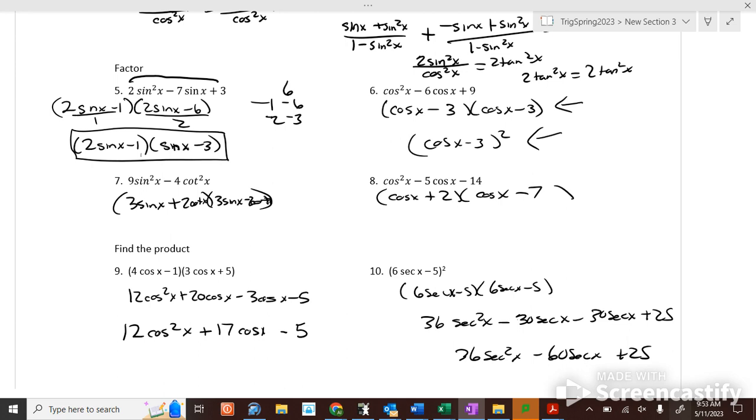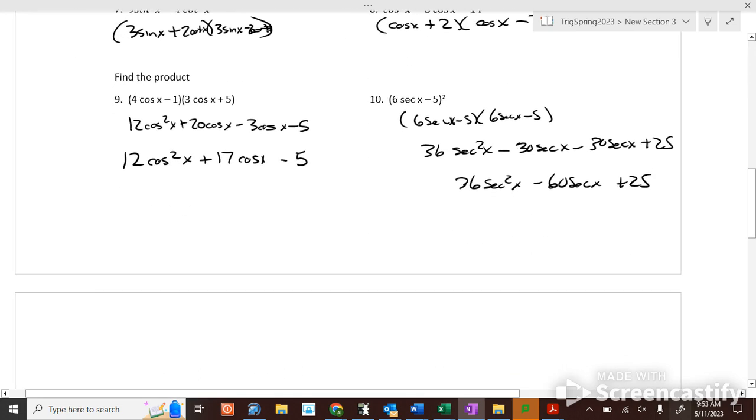Number 8, just normal factoring. Split up the first terms, cosine, cosine, plus and minus, 2 and 7, make 14. Number 9, finding the product, we just FOIL. So 12 cosine squared of x plus 20 cosine of x minus 3 cosine of x minus 5 is 12 cosine squared of x plus 17 cosine of x minus 5. And number 10, I would write it twice and then FOIL. So if you write it twice and then FOIL, in the end, you get 36 secant squared of x minus 60 secant of x plus 25.